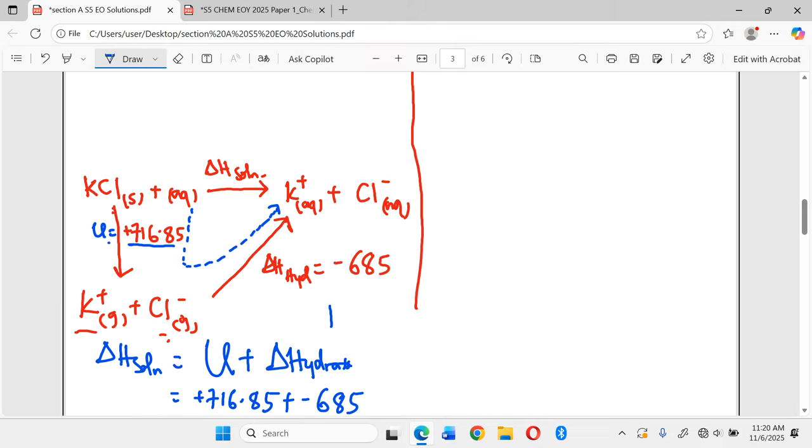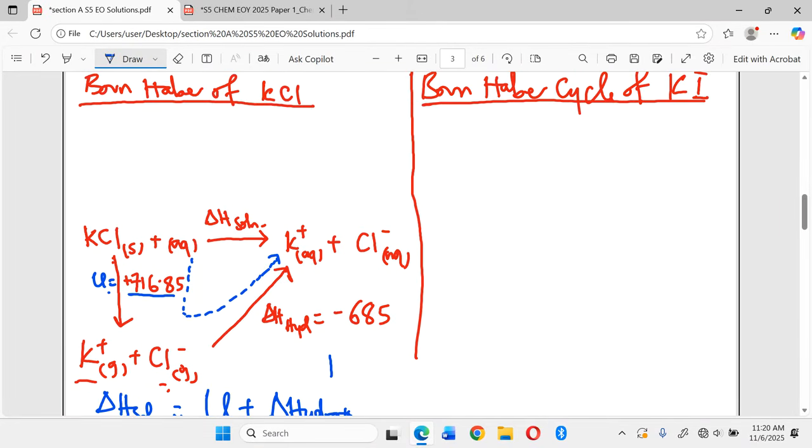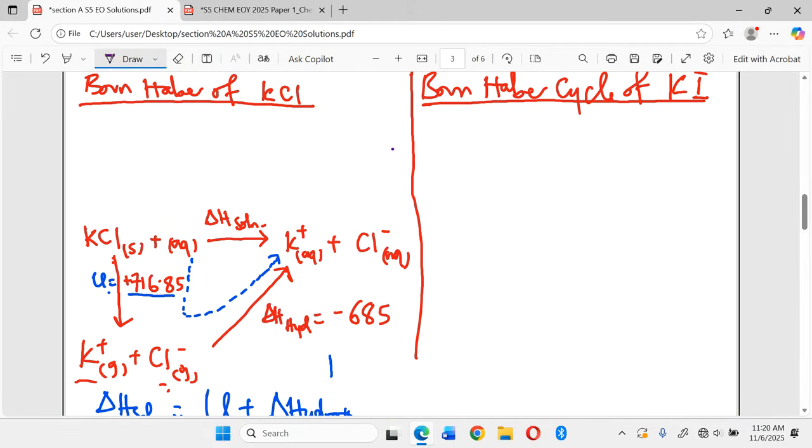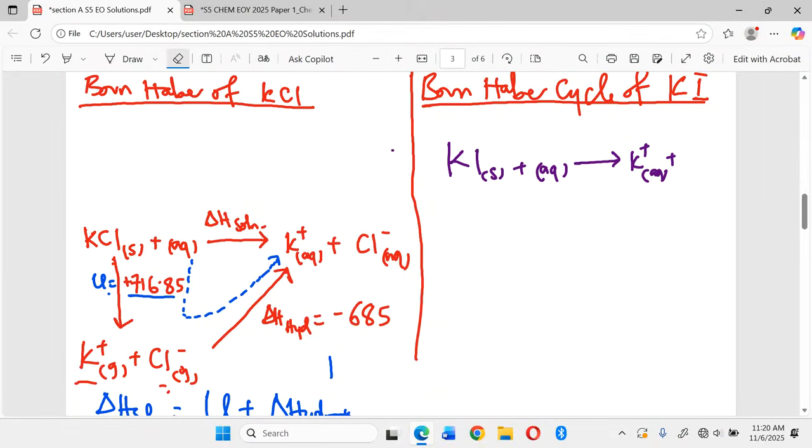Then we can also look at the one for potassium iodide. We still do the same. Since we have already looked at potassium chloride, this becomes much easier for us. For potassium iodide, we shall have potassium iodide, which is a solid. We dissolve it in water, aqueous, to form potassium ions, aqueous, plus the iodide.